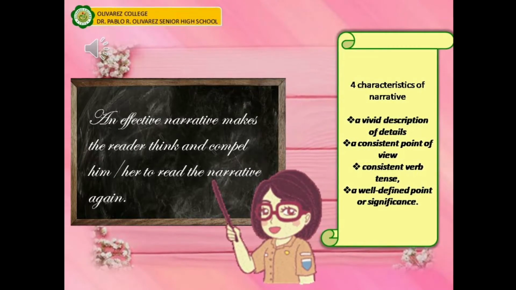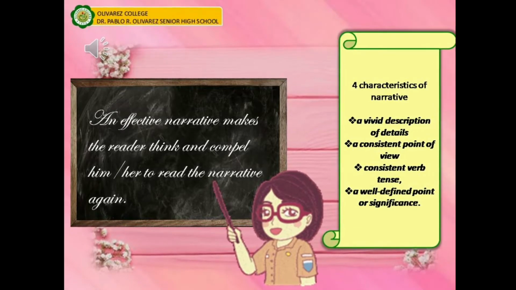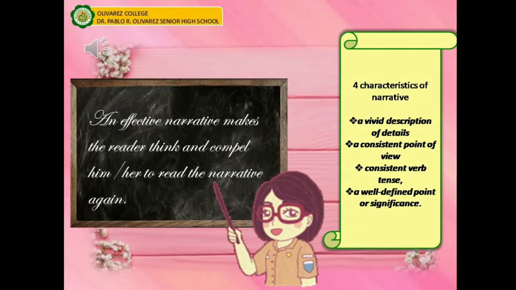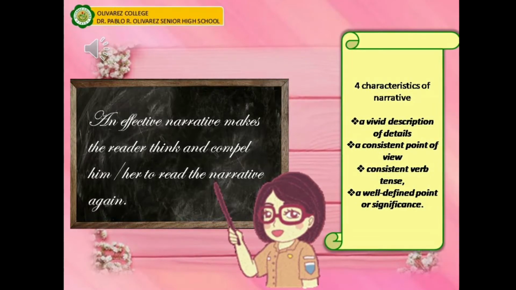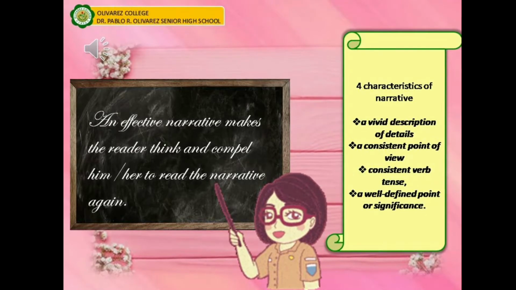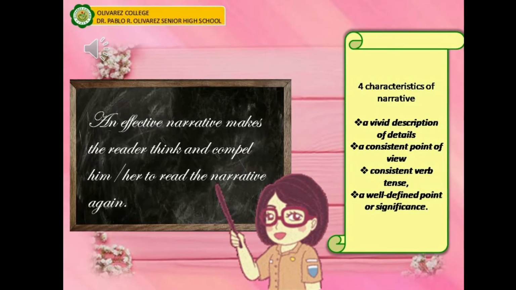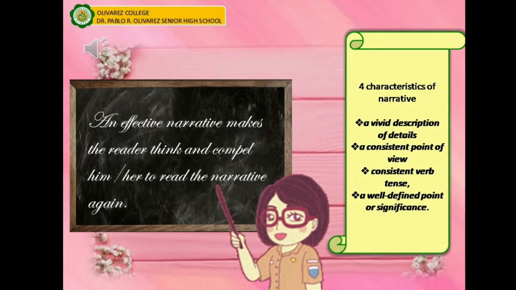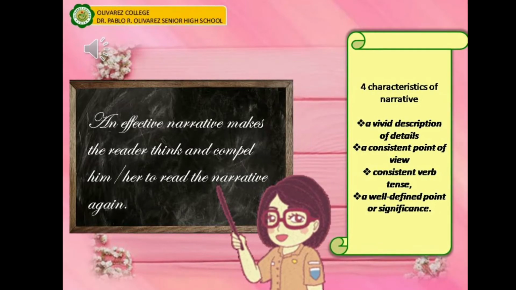An effective narrative paragraph makes the reader think and compels him or her to read the narrative again. To achieve effectiveness, there are 4 characteristics of narrative. First, a vivid description of details. Second, a consistent point of view. Third, consistent verb tense. Lastly, a well-defined point or significance.